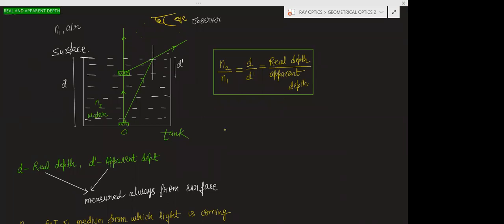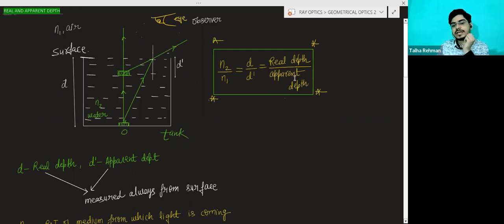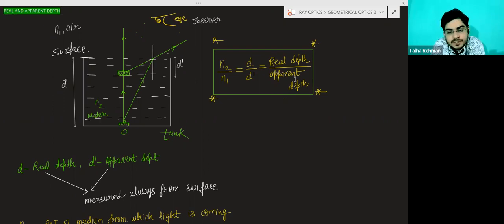So learn at least this relation, N2 by N1 is equal to real depth divided by apparent depth, but you should know what is N2 and what is N1. Okay. Right. Have you got it, Harsh? Yes, sir.